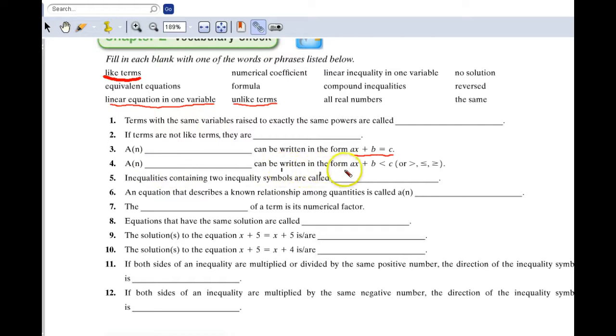What can be written in the form of this, where we have one of the inequalities and perhaps one of the other three? Well, this would be a linear inequality in one variable. Again, the difference is this is an equation with the equal sign, and with the inequality sign, it's an inequality. But notice the variable x is just to the first power. That's why it's linear. Inequalities containing two inequality symbols are called compound inequalities.